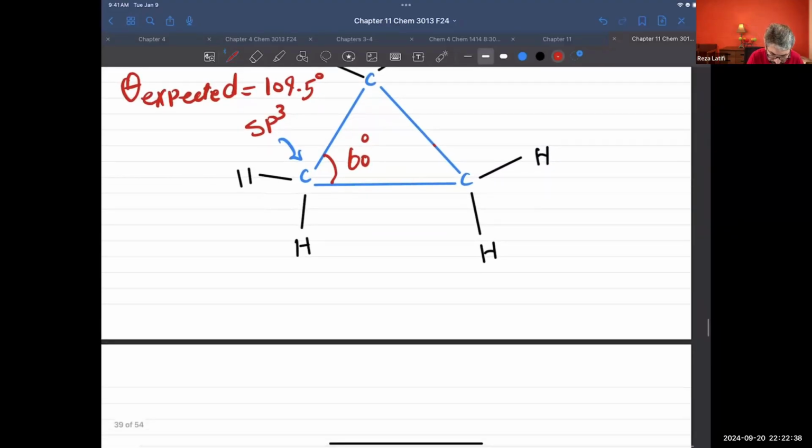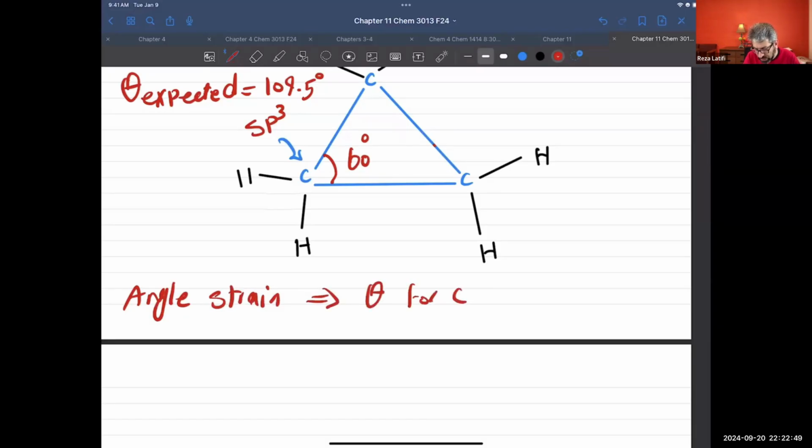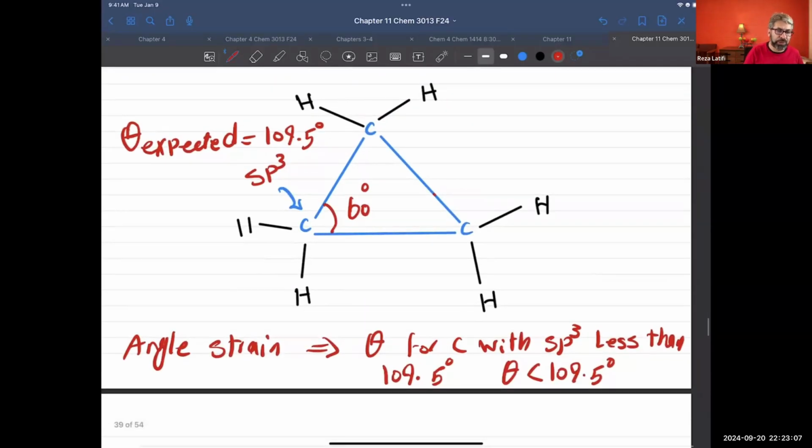So the angle strain, you will see it whenever theta for carbon with sp3 hybridization is less than 109.5 degrees. Now what will happen? Carbon is going to try to make bonds with neighbor carbons, and in order to make those bonds, it's going to use more p character. Remember, we have 75% p character. It's going to take the majority of the p character and use it for two carbon-carbon bonds. So we are left with more s character.